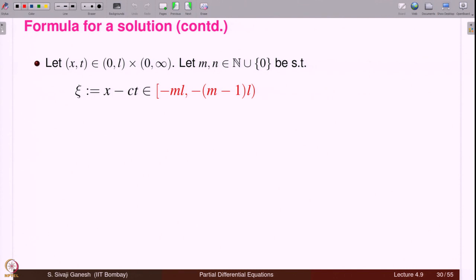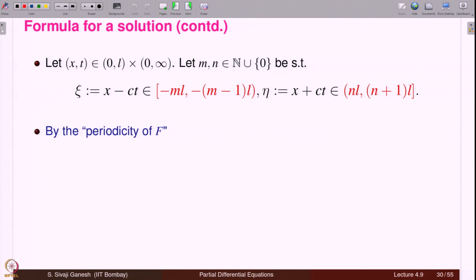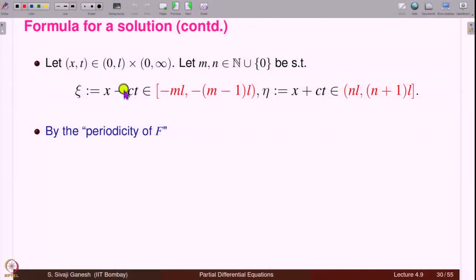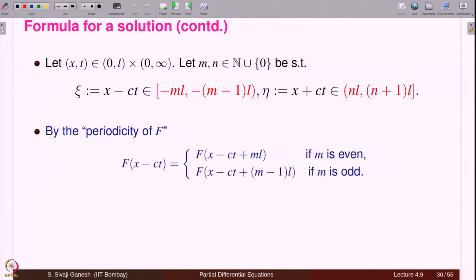So, let (x, t) belong to 0 to L cross 0 to infinity, and let Mn be such that x minus ct is in this interval and x plus ct is in this interval; that is the region Mn. Now, we need to write f of x minus ct. But as such we have a formula for f only on minus L to L, the rest is by periodicity. So, we are going to use periodicity and bring the value x minus ct into the interval minus L to L. Similarly, x plus ct we are going to bring to 0 to 2L by some translations. So, by the periodicity of f, f of x minus ct has this formula. If m is even, it is f of x minus ct plus mL. If m is odd, it is with m minus 1 times L.